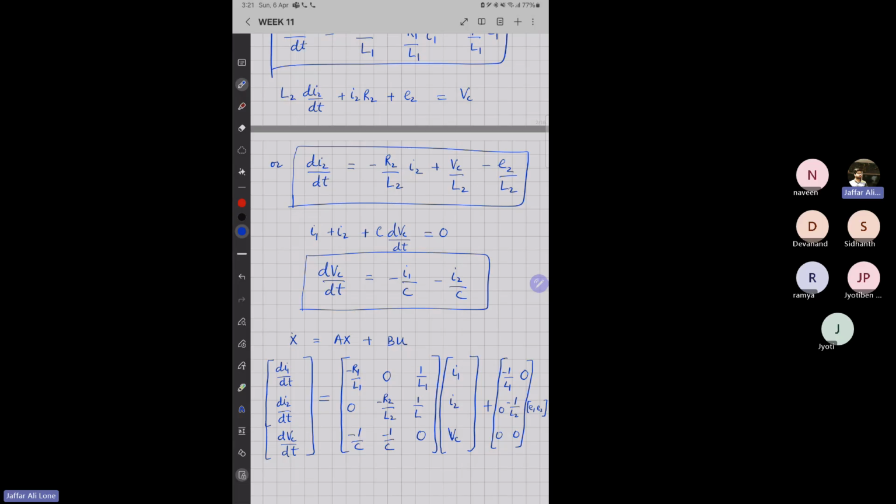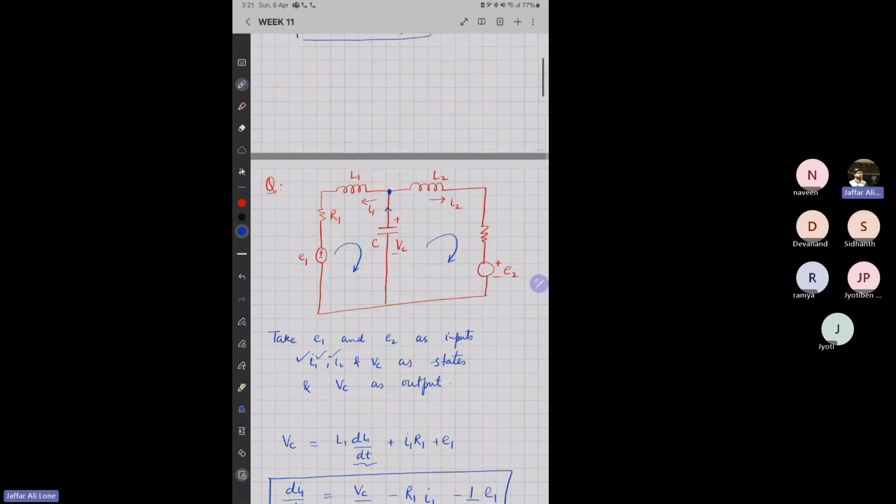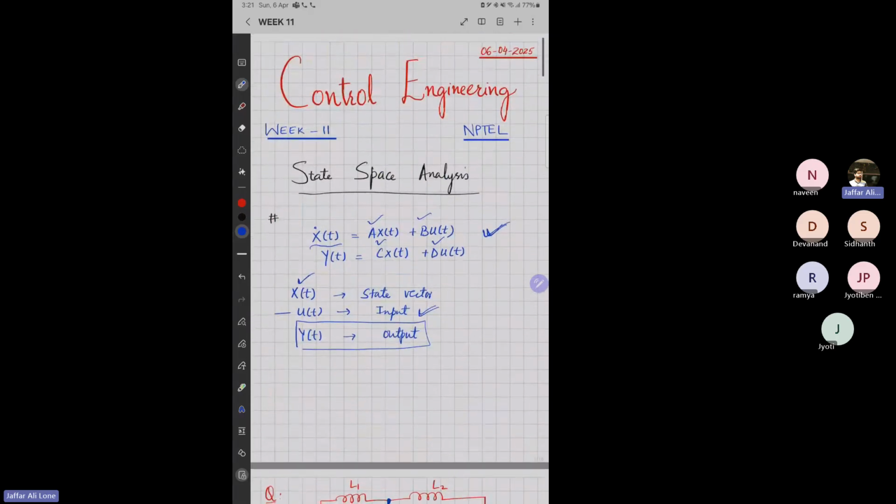So let me again revise it. The question was to find the state space model for this LCR circuit, and you're being given that take E1 and E2 as inputs, I1, I2, and VC as states, and VC as output. We saw that any control system that can be represented in state space form is given by x dot of t equals A x of t plus B u of t, and y of t equals C x of t plus D u of t. So u of t is input, x of t is state. The problem is to find these matrices A, B, C, and D.